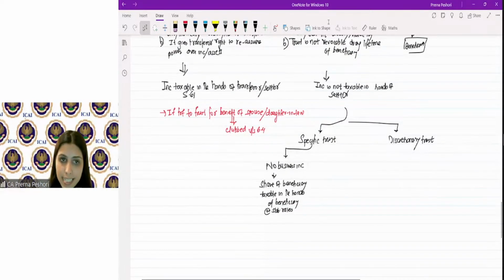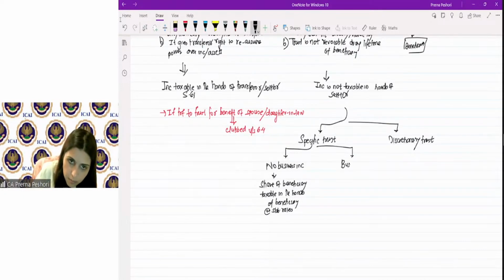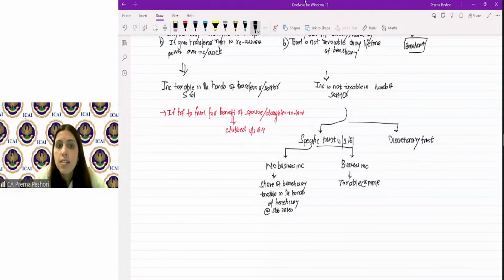And if there is a business income, this will be taxable at the rate of the MMR. This shall be taxable at the MMR. Business income taxable at the maximum marginal rate. So this is under section 161. Are we clear? So in the case when the shares of the beneficiaries are determinable.